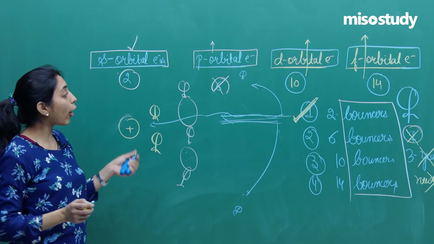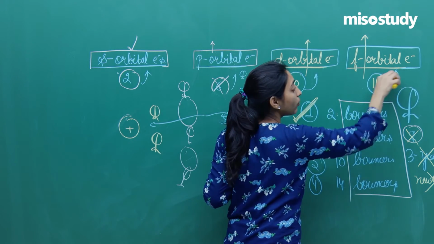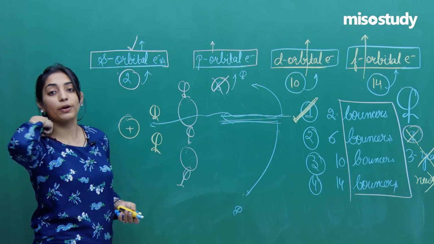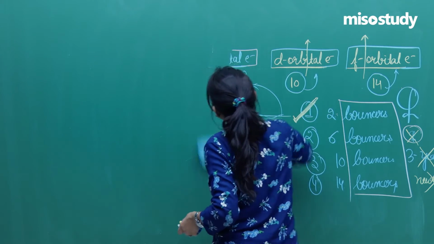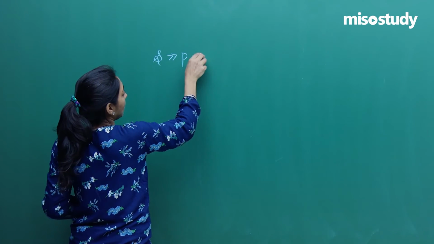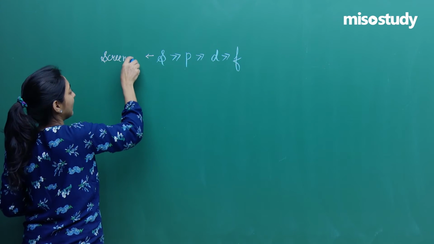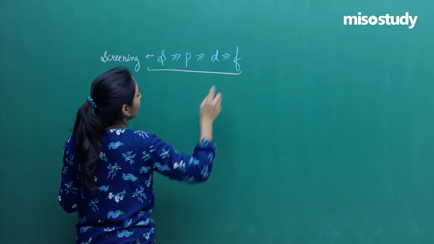So it doesn't matter how many electrons you are considering. Although s will have only 2 electrons, p has 6, d has more, f has even more, the shielding done by s orbital electrons is best compared to p, compared to d, and compared to f orbitals. Hence this finally gives me the screening power, and the screening power or shielding power of the electrons can be written as: the shielding given by s orbital electrons is better than that of p, d and f. So s electrons will be able to shield best, then p, then d and then f.